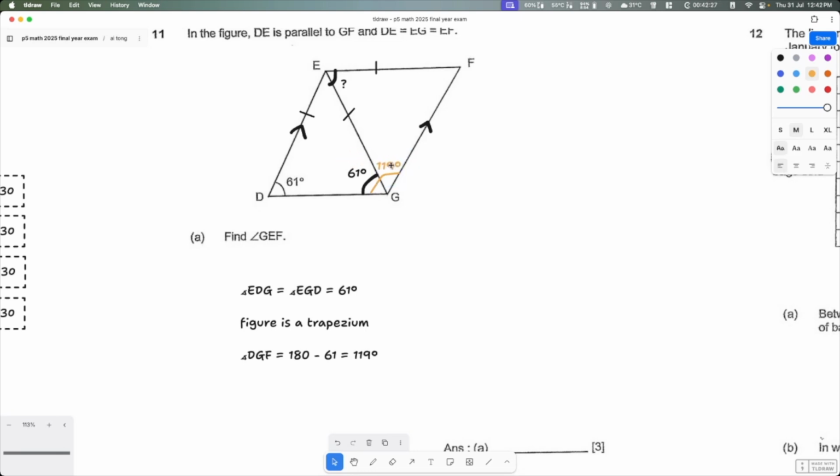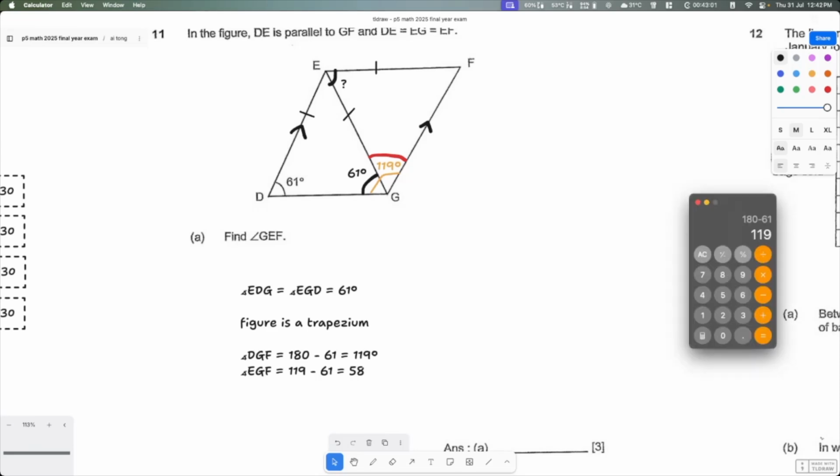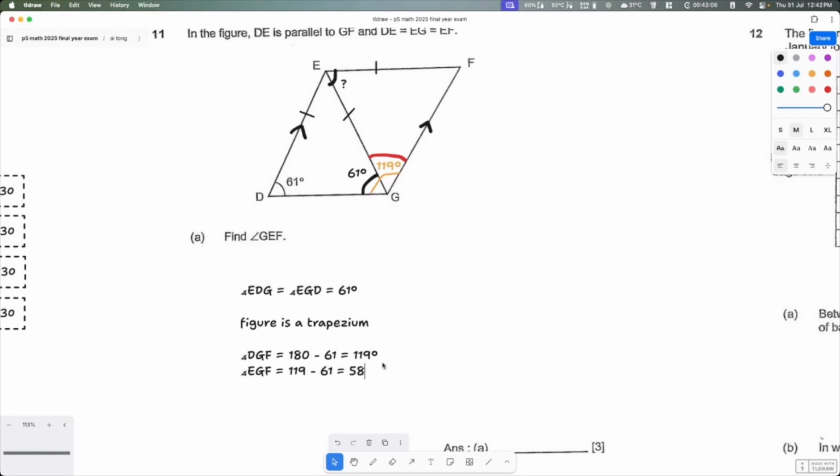So we want to get the red line, which is basically EGF. If you know the red line, we can know the answer to this. Angle EGF is equal to 119 minus 61. Let me double confirm with the calculator: 119 minus 61 gives us 58 degrees.